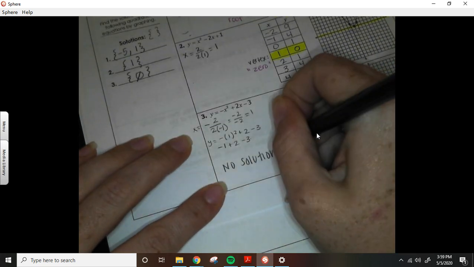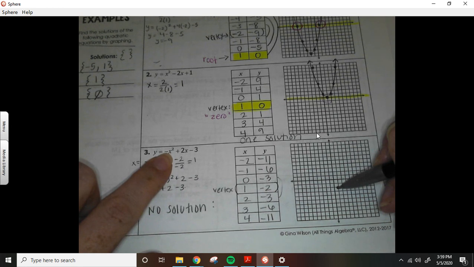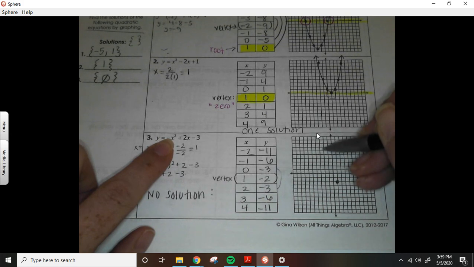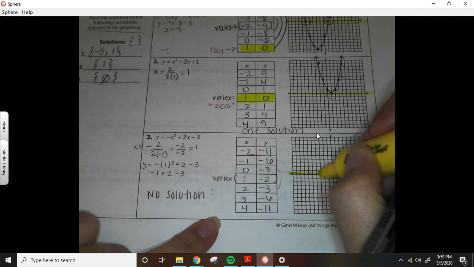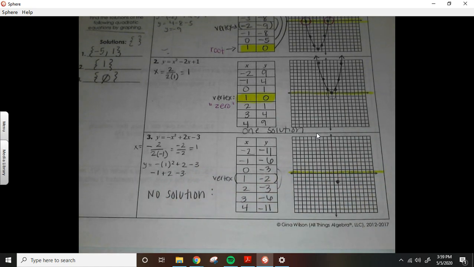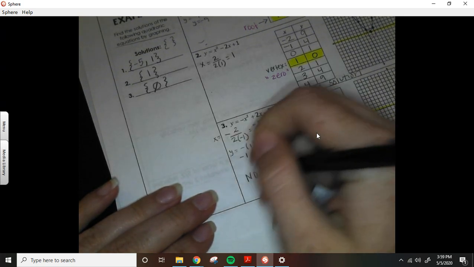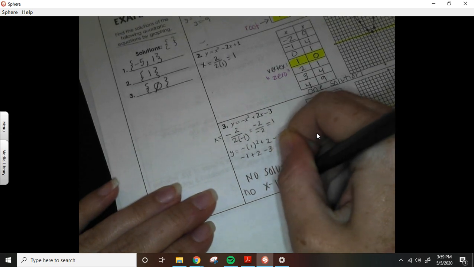I'm trying to train you to be better thinkers. So if I know that this opens downward because of this negative, and it's already below the x-axis, it's not going to curve back up and cross it. It's already below. So a quadratic or a parabola does not work like that. So it will not have any solutions here. So this has no x-intercepts.